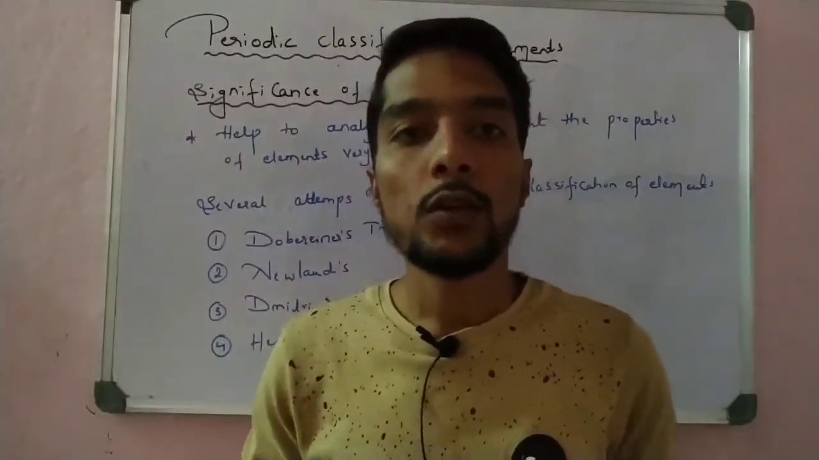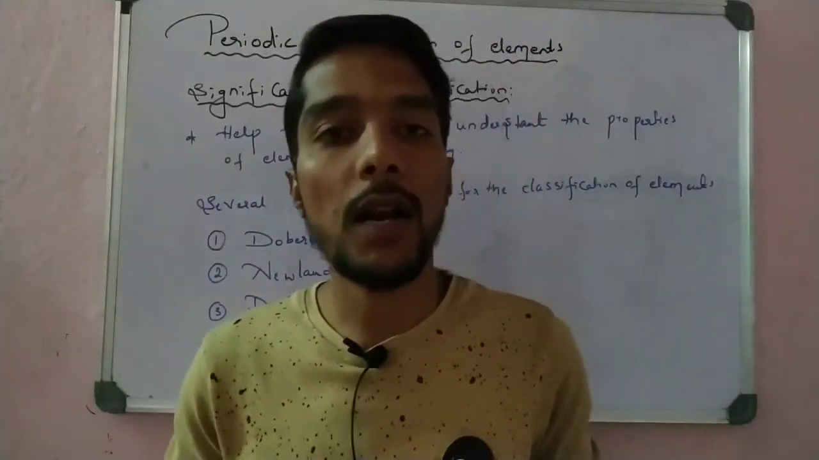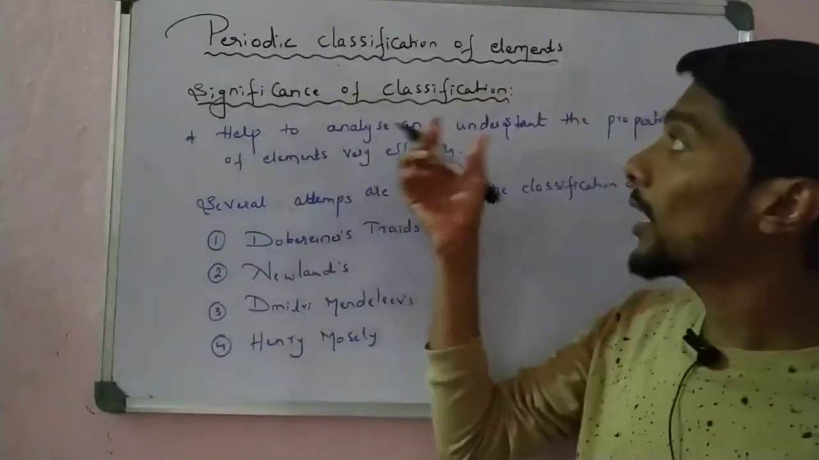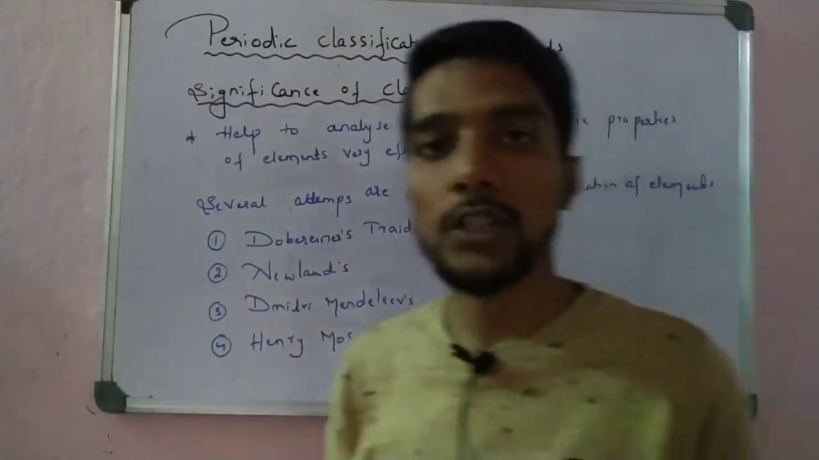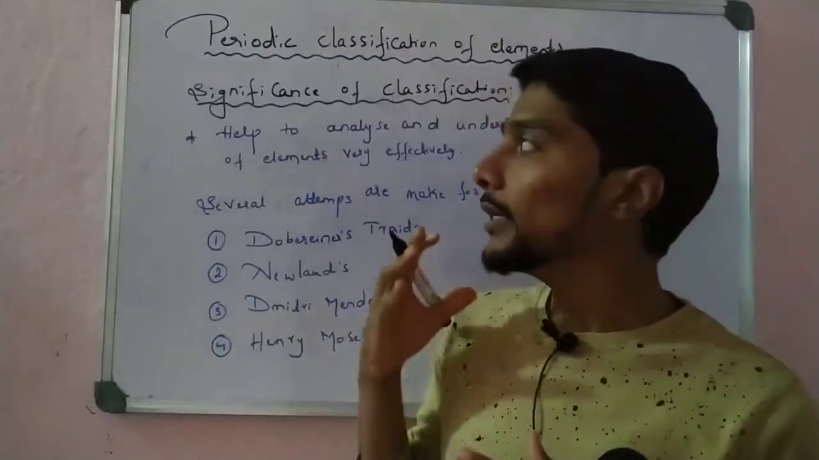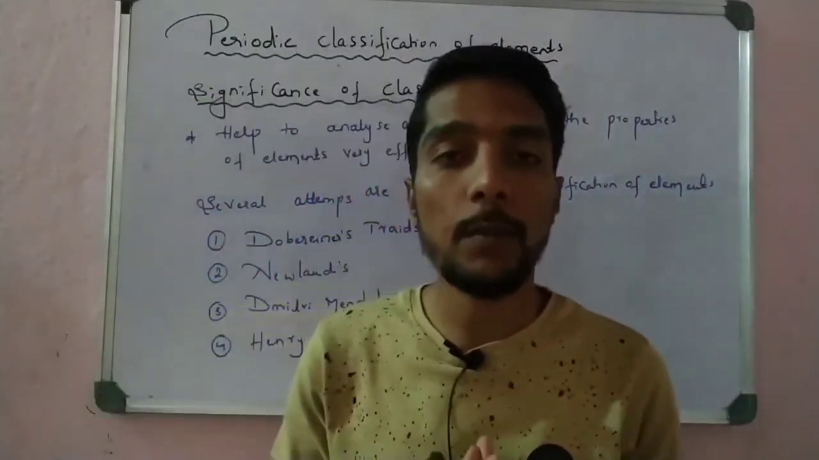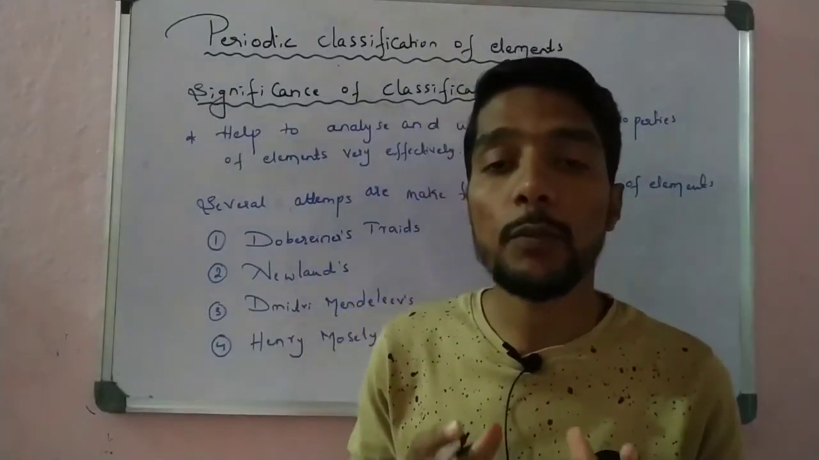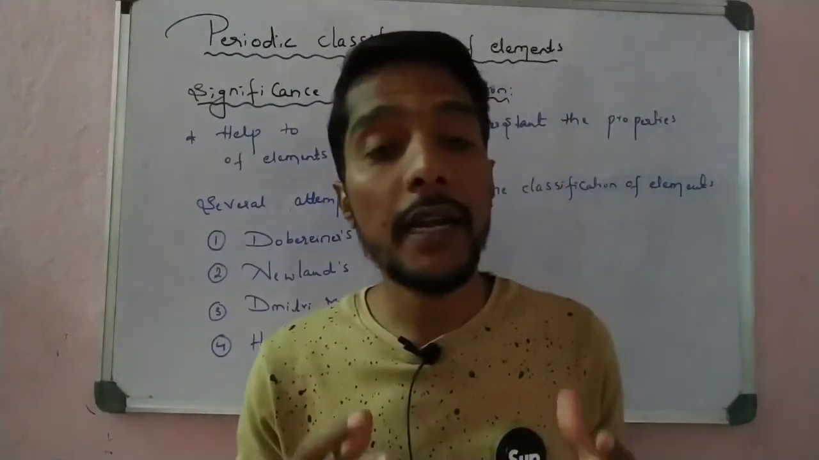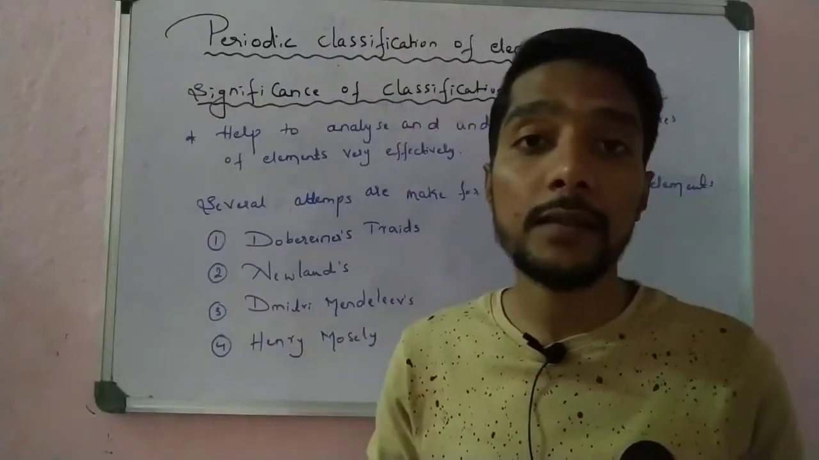Hi students. So today we are going to start a new chapter of class 10 science, that is Periodic Classification of Elements. That is a very important chapter. In this chapter we will learn about how the elements are classified in the periodic table. Nowadays we observe the modern periodic table, and a total of 118 elements are present in that periodic table.